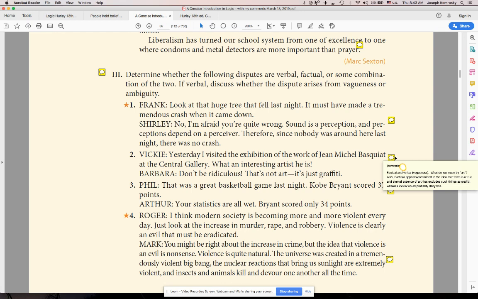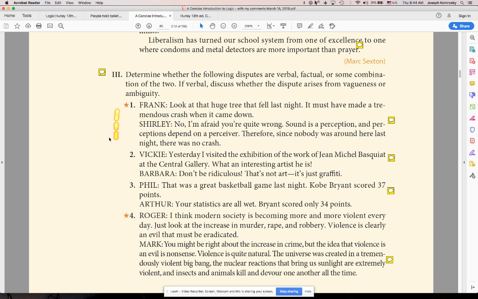Well, this is factual and verbal. So what do we mean by art? For example, Vicky's talking about art, and then Barbara's slamming it, saying that's not art. Well, okay, so it's now a vague term. What do you mean by art? You're going to have to give me more specific information so I can understand whether it is art or not art, to reduce vagueness. And then once we determine whether that's art or not, then it becomes factual.